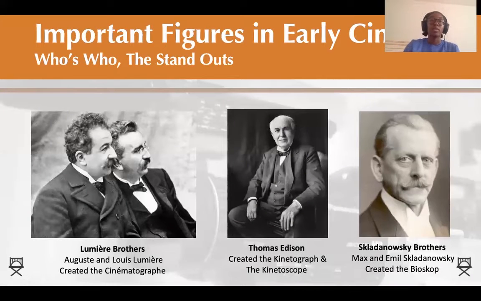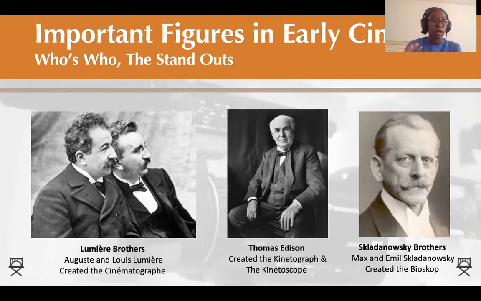Okay, so let's talk about the main standouts. We have the Lumiere brothers, who were the earliest of filmmakers. They're also credited with making early versions of cameras that can record motion and film. And they also have early shorts that are very important to early cinema.